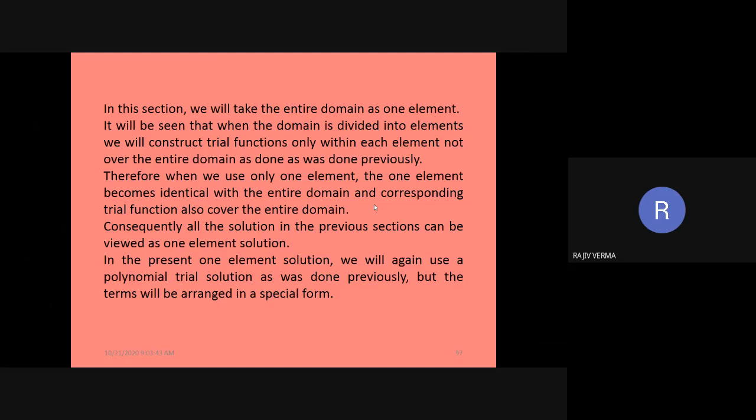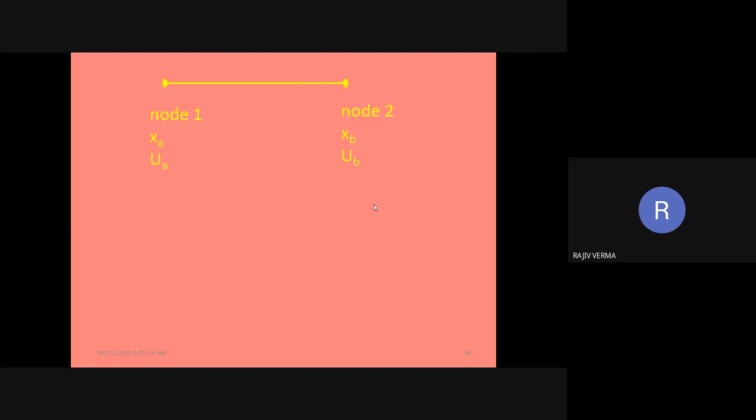So coming on to the next slide, the domain happens to be one-dimensional in nature. So obviously, a one-dimensional domain is going to be represented by a straight line. It has nodes, that is node number 1 and node number 2, located at the ends of the domain, and the corresponding coordinates are xa and xb, while the value of the unknown parameter has been represented as ua and ub.